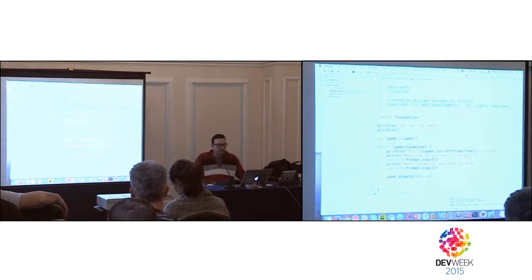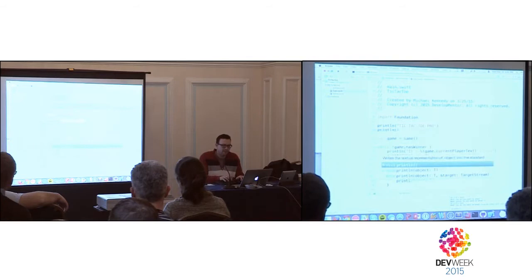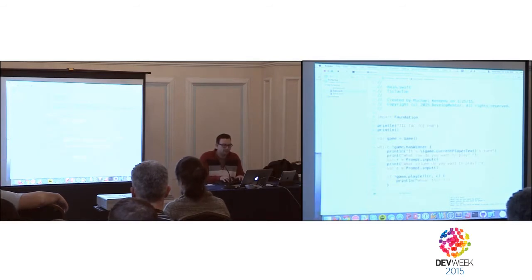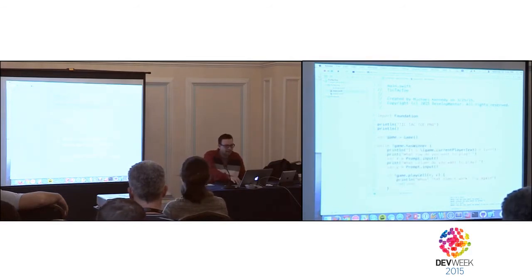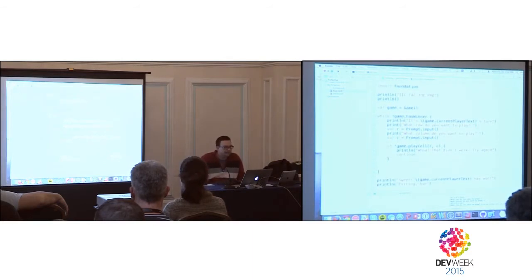We want to do this play cell, but we should check. We should say, if not, we might want to print some kind of error message. Whoa, that didn't work. Try again. And notice there's this little grayed out thing for completing the string, but if I move over, it'll just type it in for me. That's cool. And then I'll say continue. Just like every other language, that's how you continue in a while loop. All right, but if it did work, then let's say game.swap. We'll say if not game.hasWinner, then we need to say game.swapPlayers.